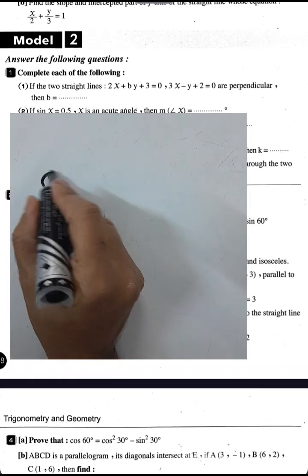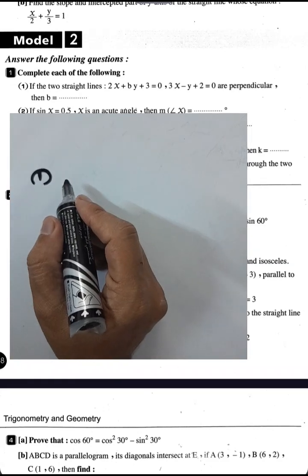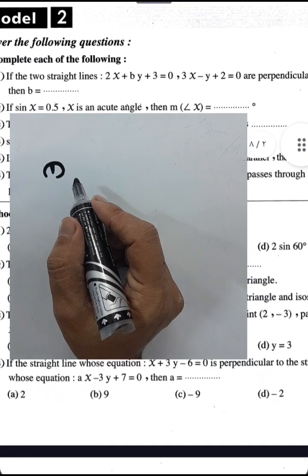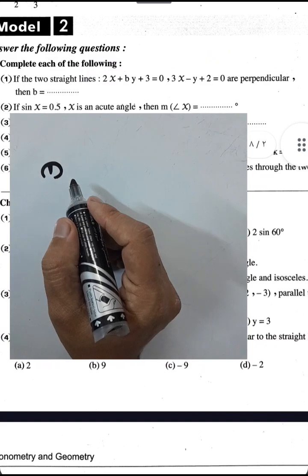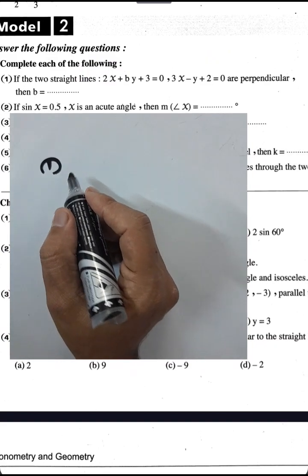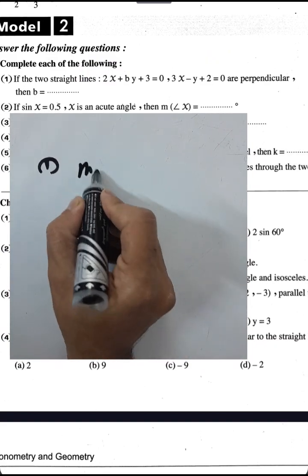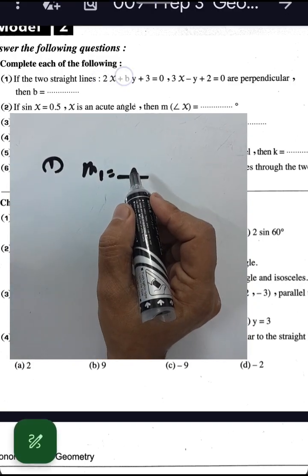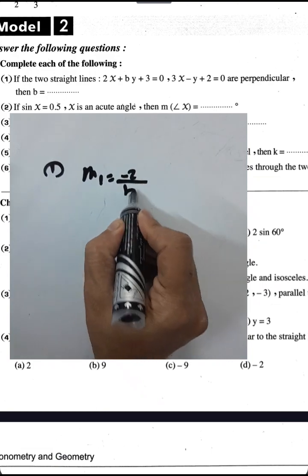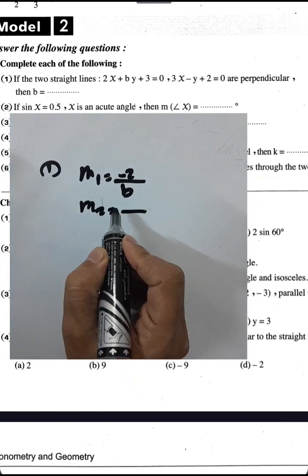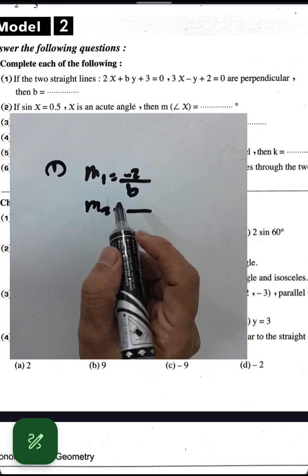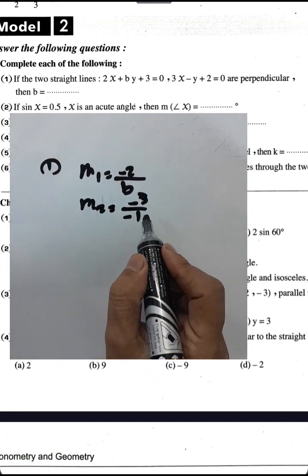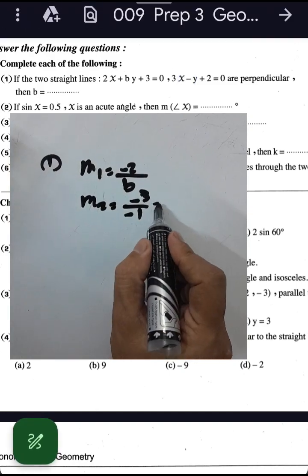Question number 1. If two straight lines are perpendicular, then b equals what? We can find the slope of the first straight line and the second straight line, and the product between them will be negative 1. M1 is the slope of line 1, which is negative coefficient of x over coefficient of y, negative 2 over b, and M2 is negative coefficient of x over coefficient of y, negative 3 over negative 1, because the coefficient of y was negative 1. And the result will be equal to 3.